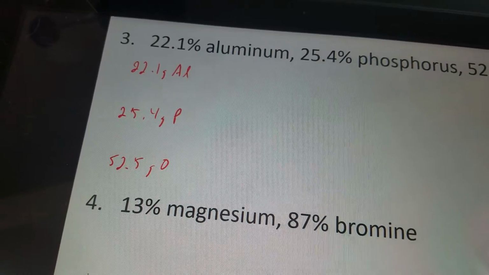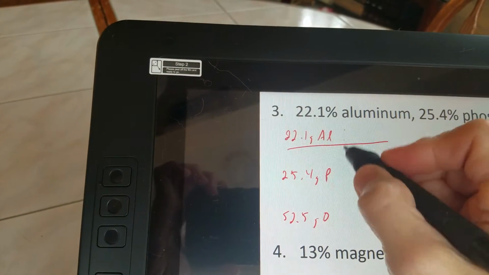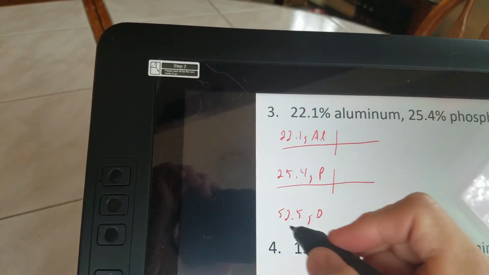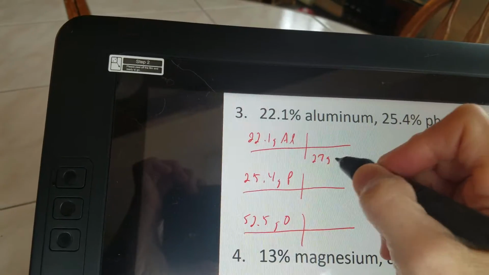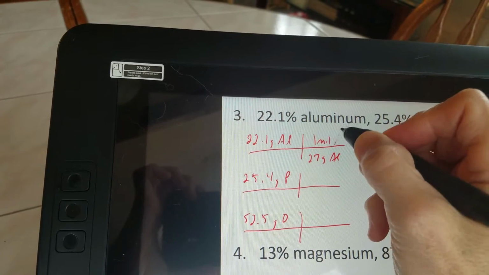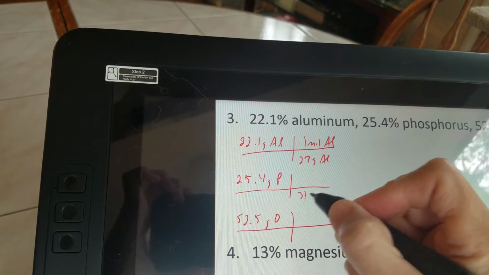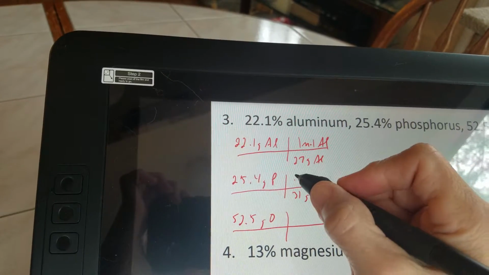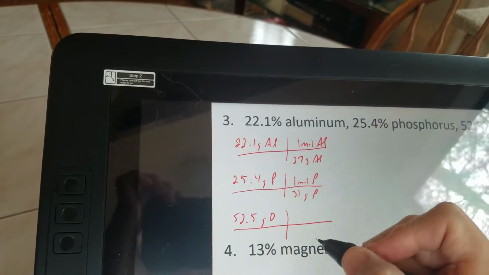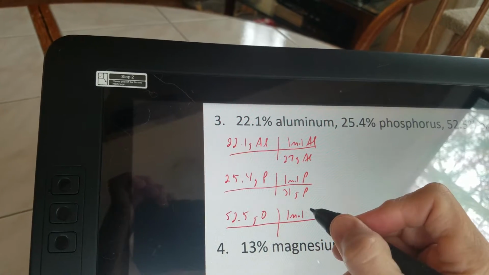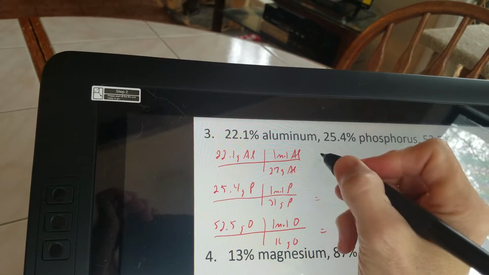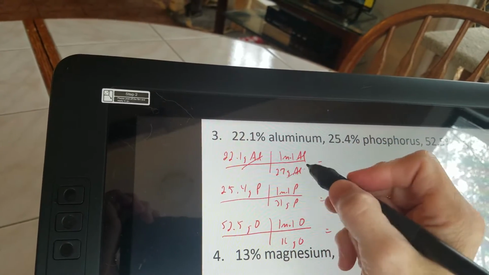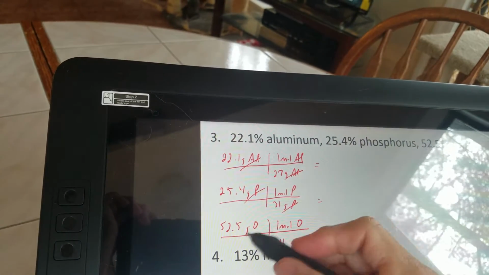Once we get it in grams, we change it to moles. So we'll take each of these, divided by their atomic mass. So we know aluminum is 27. We know phosphorus is 31. And remember, I'm getting these off of your periodic table. Oxygen is 16. So each of these I'm doing so that I can get rid of the gram units and get to moles.